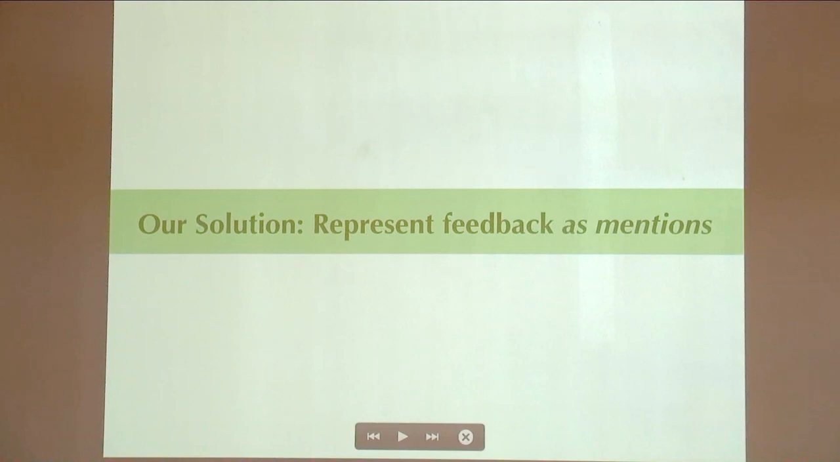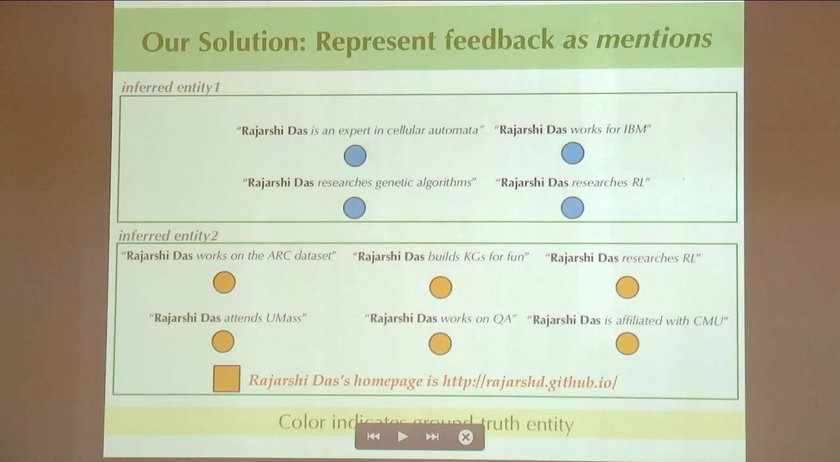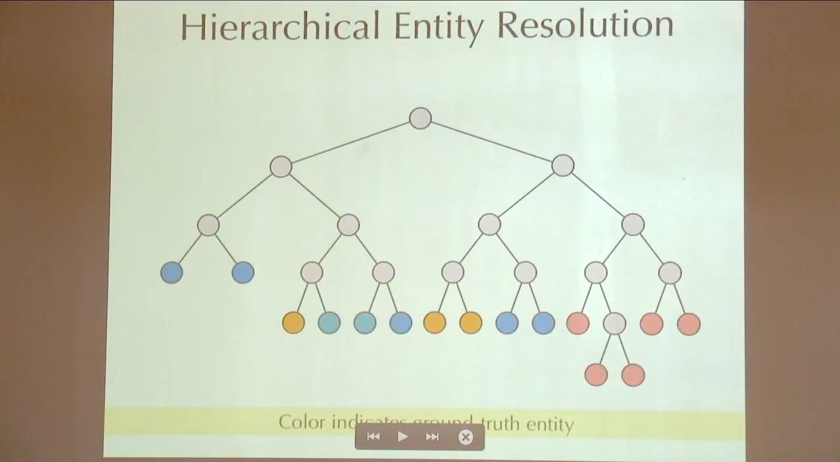So our primary solution here relies on the representation of feedback as mentions in the knowledge base. And what this allows us to do is use the same model that reasons about the repartitioning of the mentions to appropriately place user feedback during ER. So in this work, we propose an online hierarchical algorithm for entity resolution, where, as I said before, the user feedback here is represented as mentions. So it's actually sitting as a leaf in the tree.